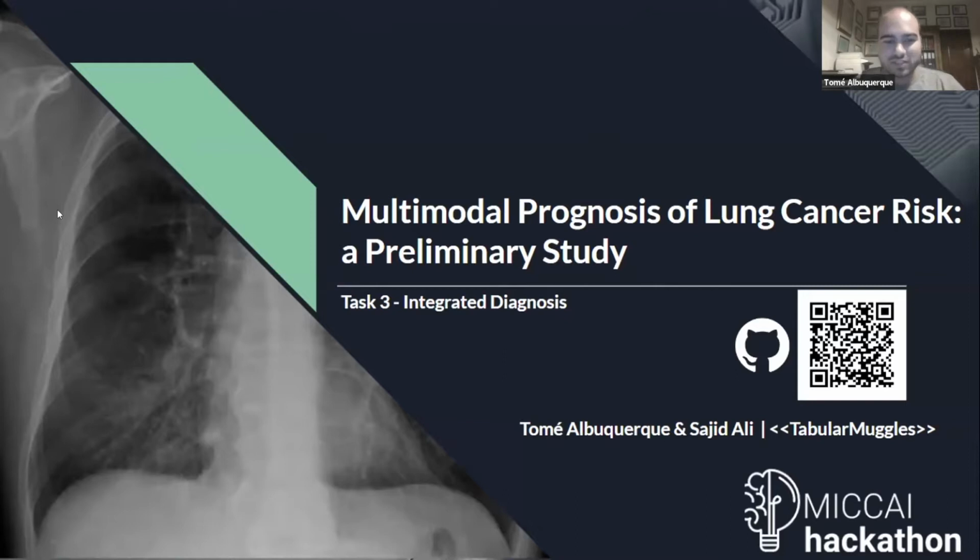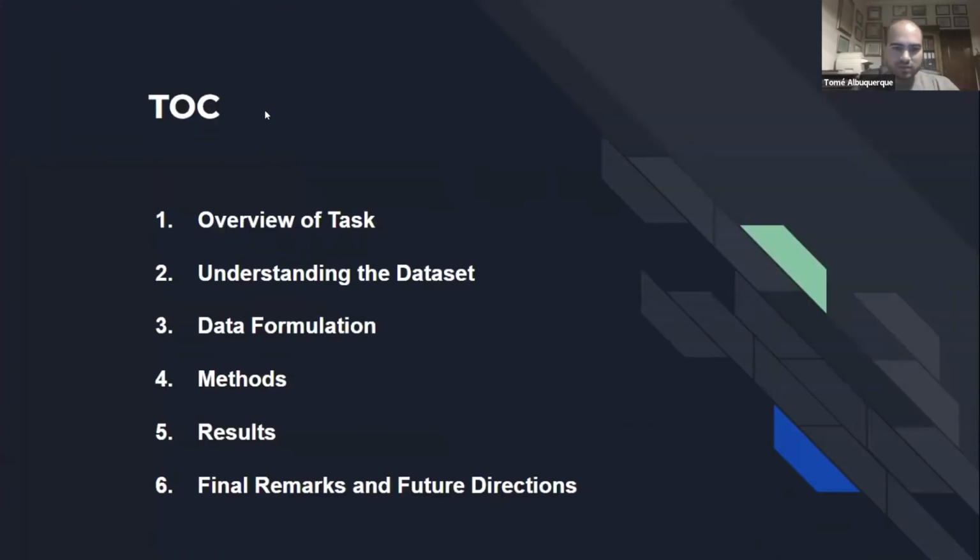It's on Task 3, Integrated Diagnosis, and the work is entitled Multimodal Prognosis of Lung Cancer Risk, a Preliminary Study. If you want to see the code, you can check this QR code, and then you go to our GitHub page.